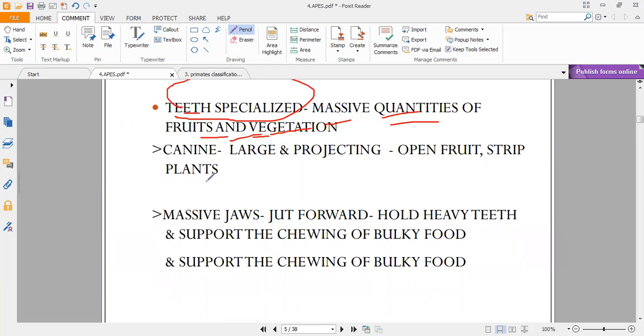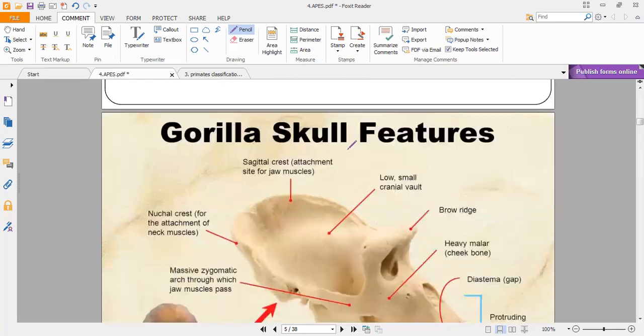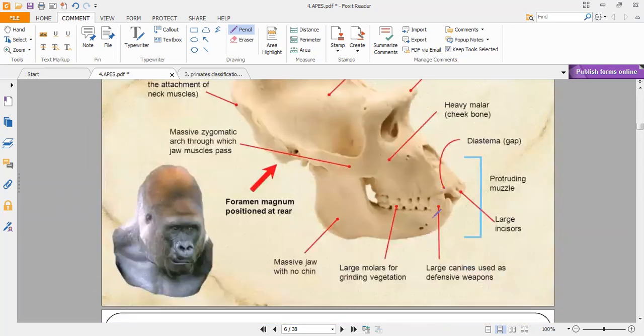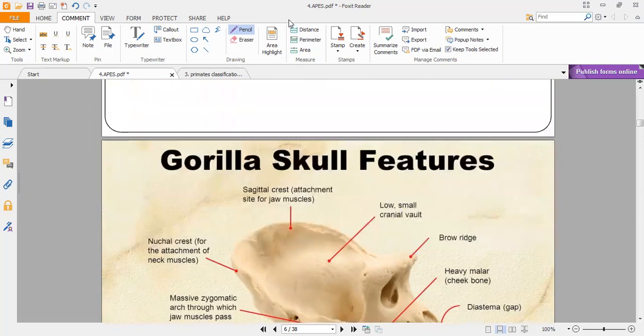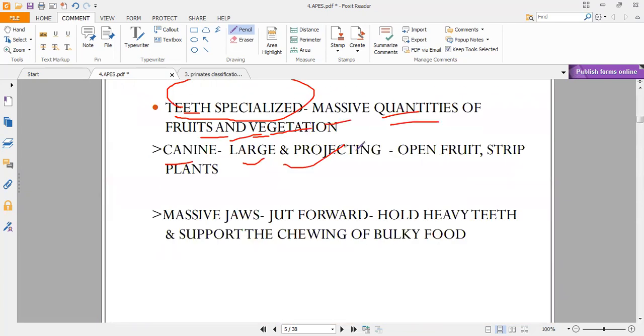And if we talk about the canine, it is very large and projecting. The canine teeth are very large and projecting, so canine tip, upper and lower, they have large and projecting canine teeth.